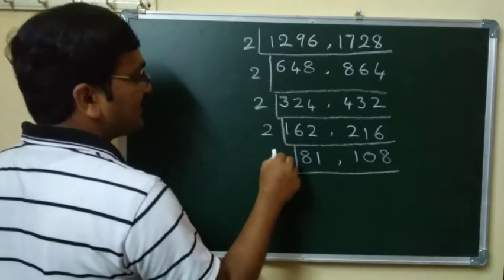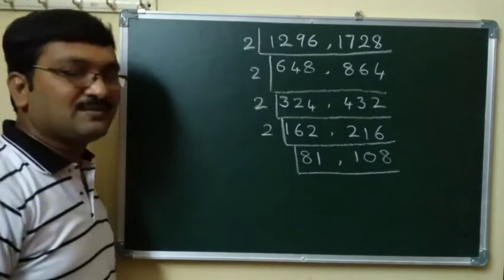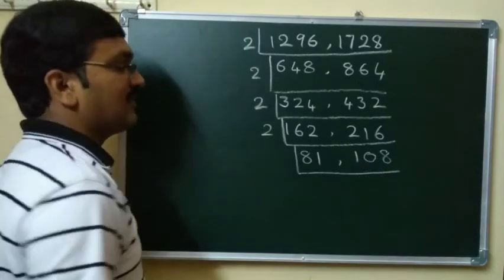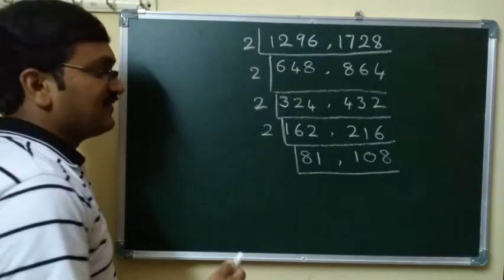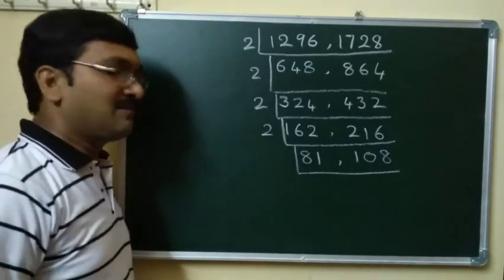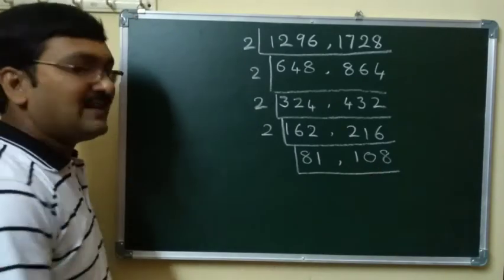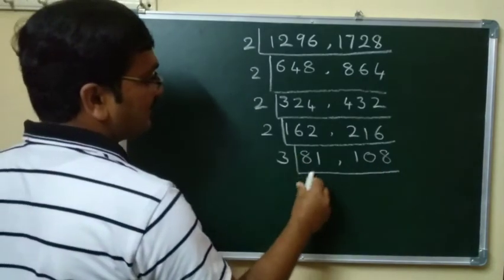So the next number is the 2 table. With the 2 table, 81 is not possible. Okay, this one is possible, but we will go for the next number which is suitable. So the 3 table. With the 3 table it will go exactly because it's a multiple of 3. And here also 3 will go. So now I am taking the 3 table.